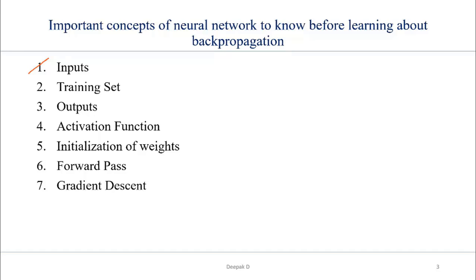The second one is the training set. This is a set of inputs for which the correct outputs are known. So these can be used to train the neural network. And the third one is output. The output of the neural network can be a real value between 0 and 1, a boolean value, a discrete value or continuous values. For example, a category ID, or whether the output is male or female. So these are examples of output.